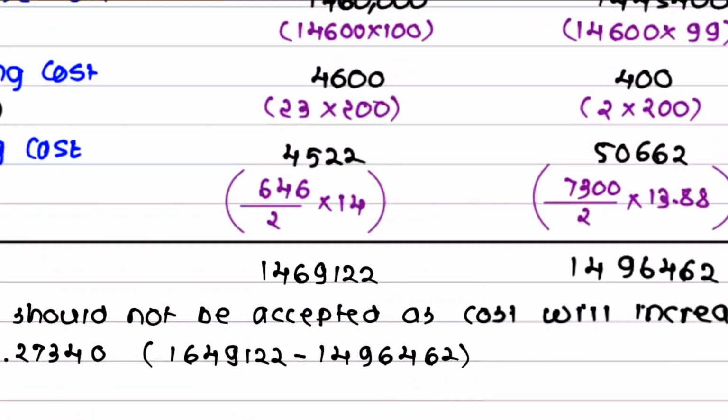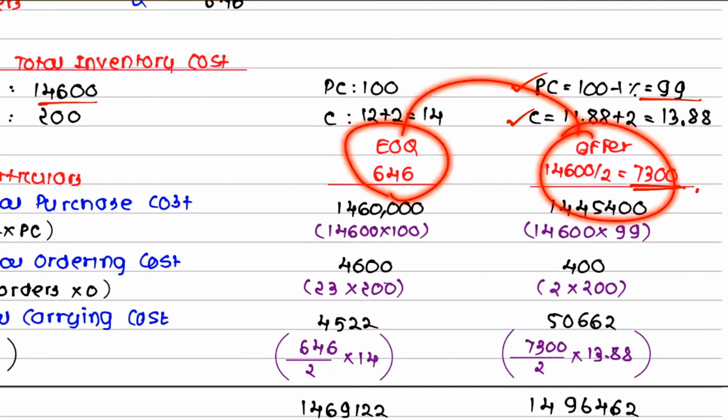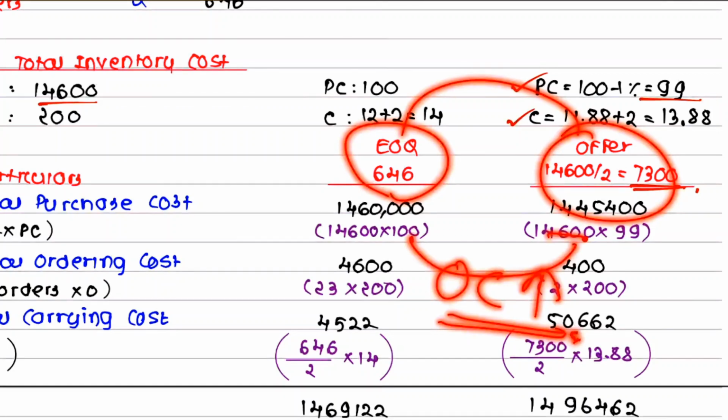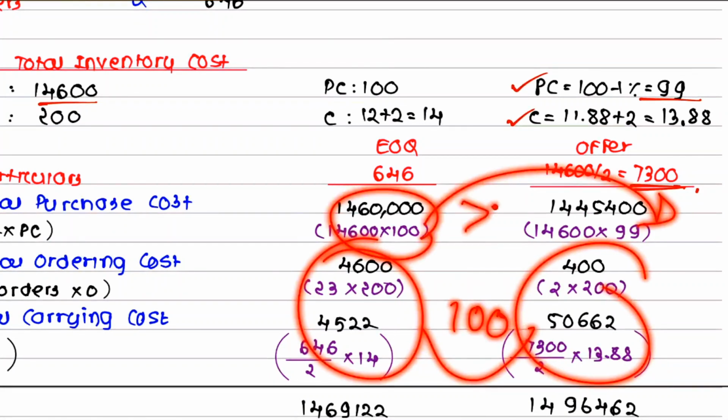अच्छा, first of all, I hope you all agree. If you switch from EOQ to this, your ordering and carrying cost is going to increase because EOQ is the best place where both are equal and total cost is lowest. Achha, if you shift from here to here, if your cost increases by 100 and if your purchase price reduces by more than 100, then offer is acceptable.